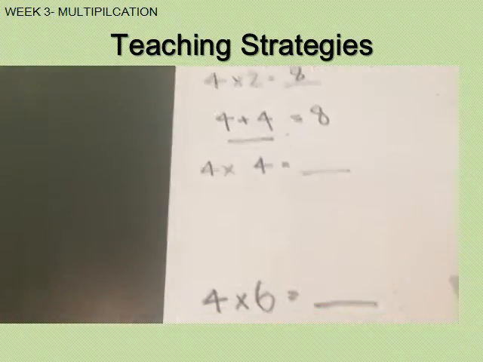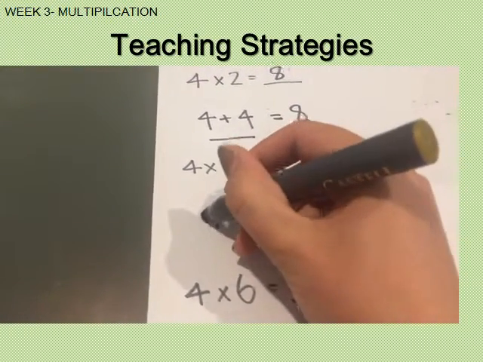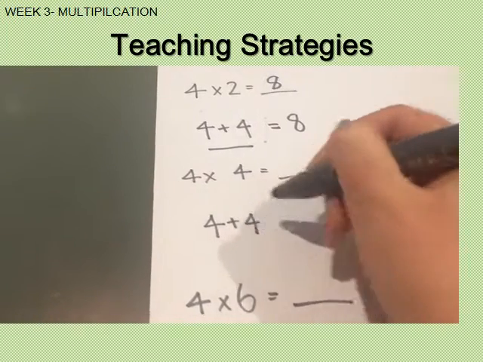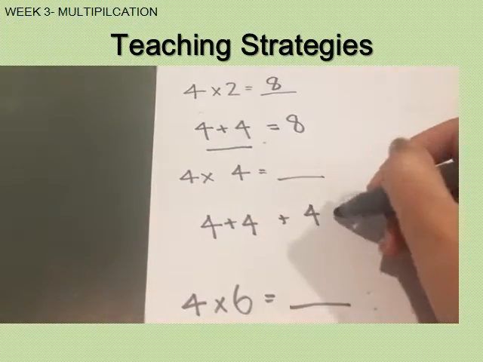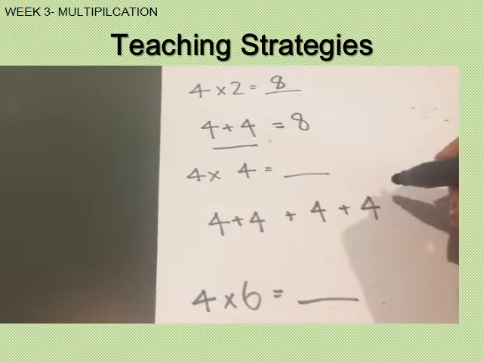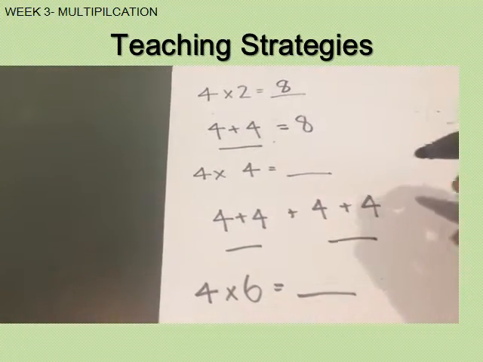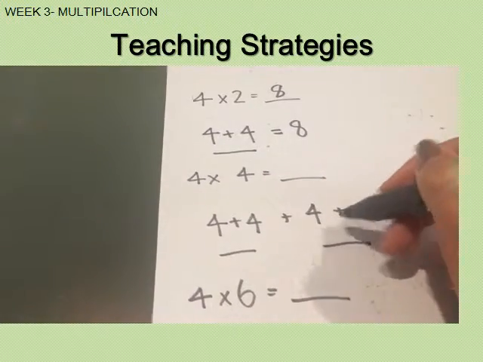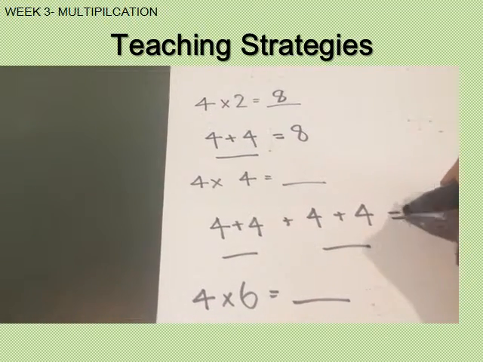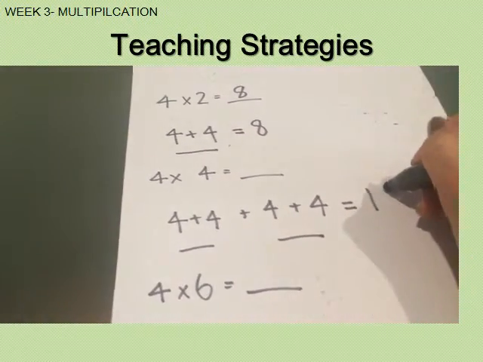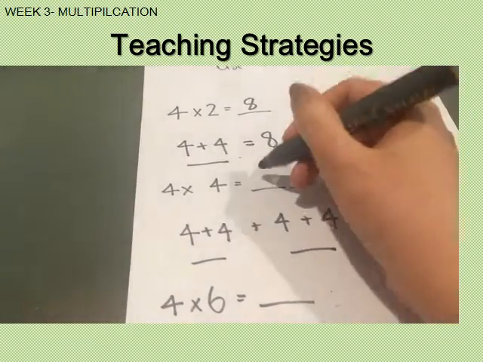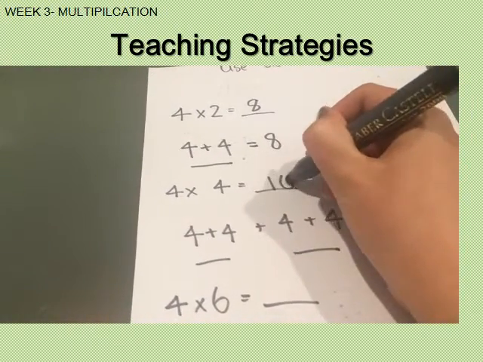And then you can have 4 times 4, so that'll be 4 plus 4 plus 4 plus 4. Here you have 2 lots of doubles, so it goes double, double. And 4 plus 4 plus 4 plus 4 equals 16. And you can record that here, up the top.